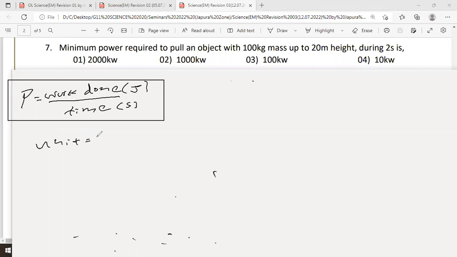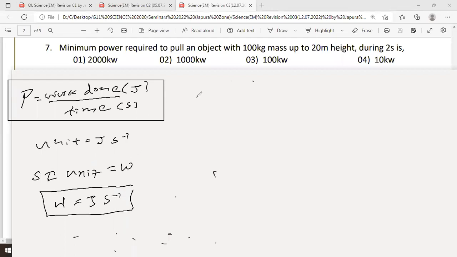What is the unit of power? Joules per second, but the SI unit of power is the watt. Therefore, watt is also equal to joules per second. Those are the fundamental units. So the first equation to calculate power is from grade 10, chapter 18.